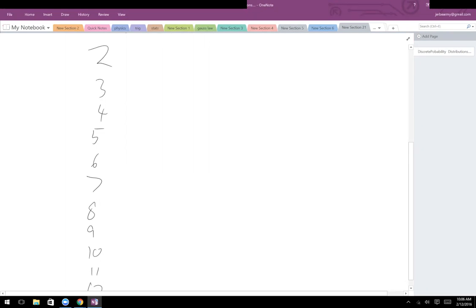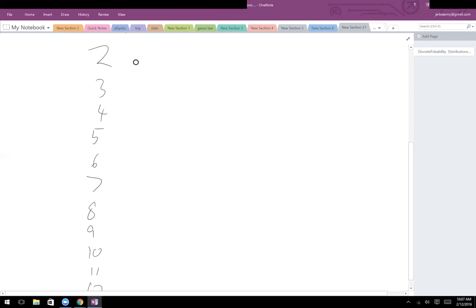So the only way to roll a 2 is double 1. So, if I can get my pen to write. I don't know what the deal with this pen is. Well, we'll go ahead and say it while I'm waiting for the pen to write.